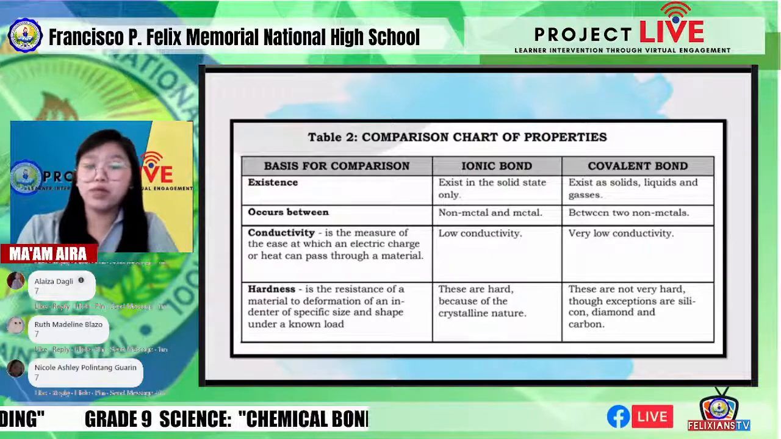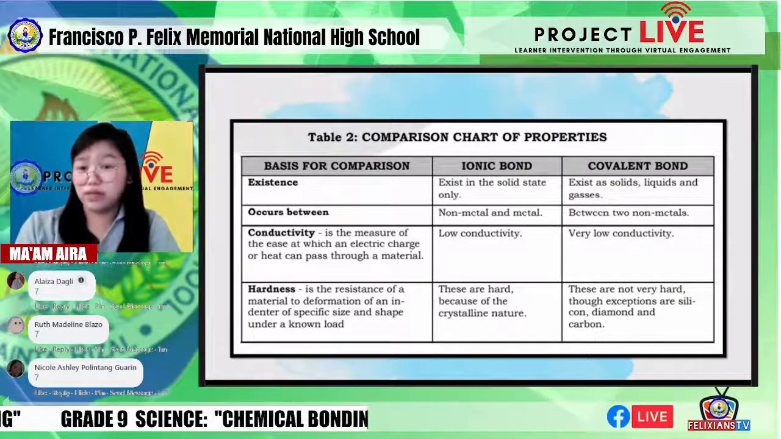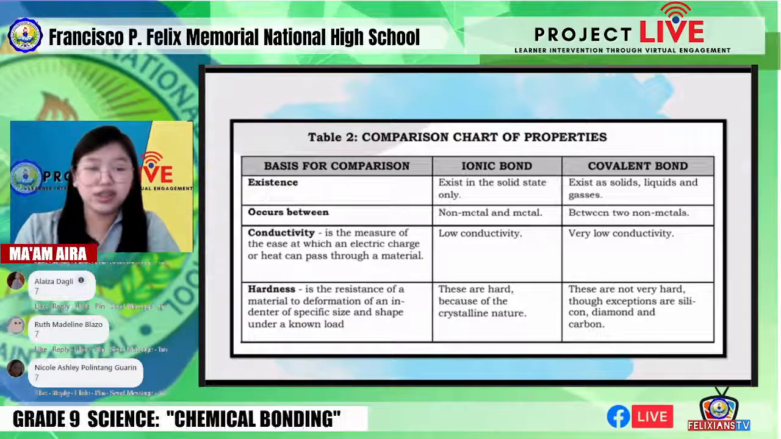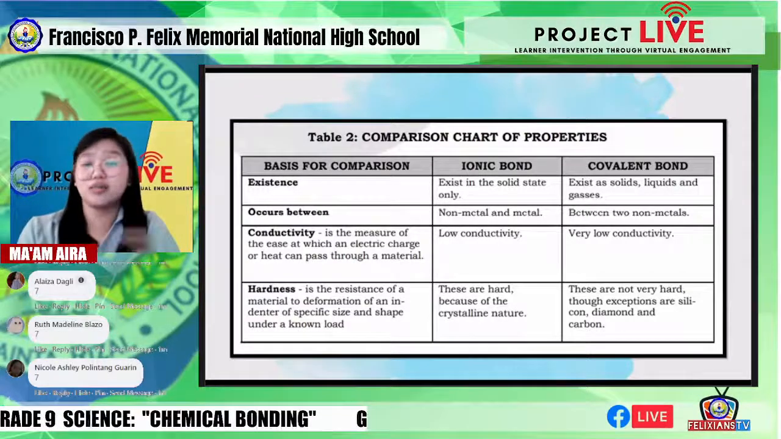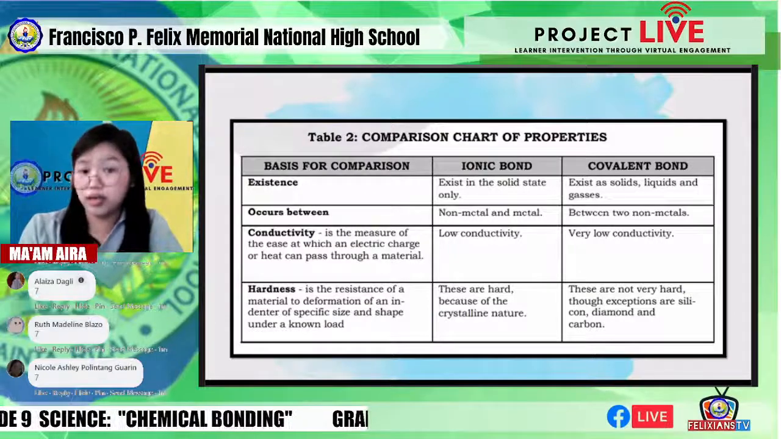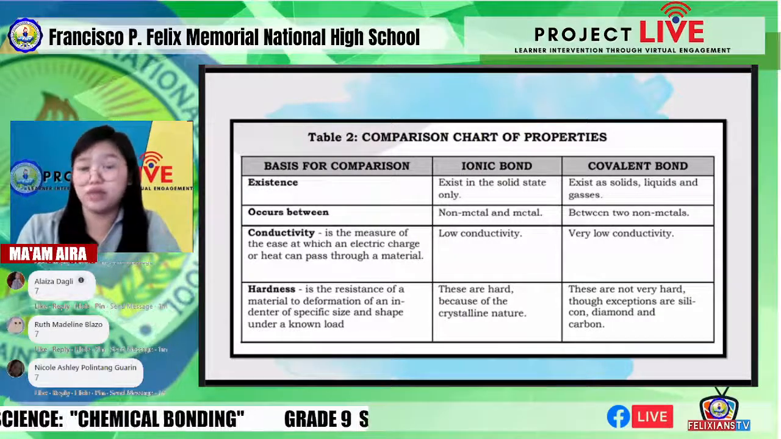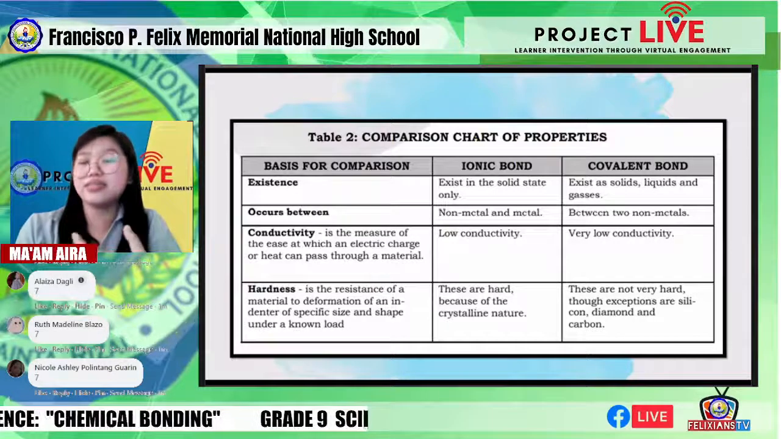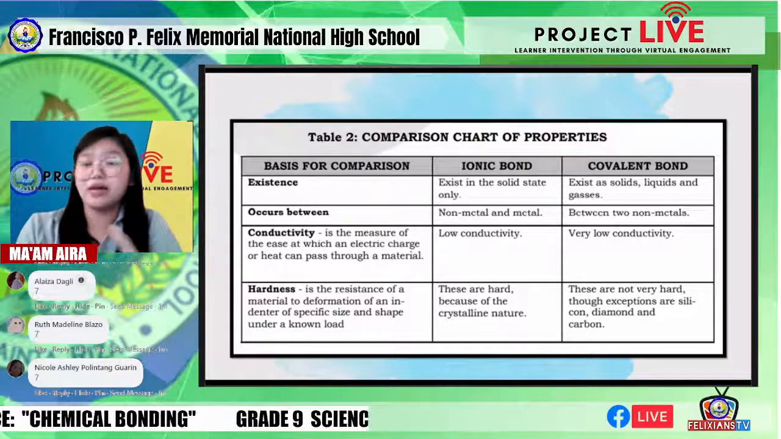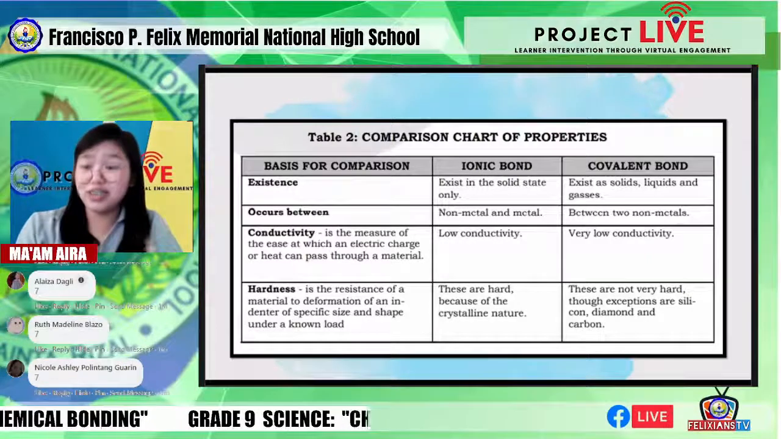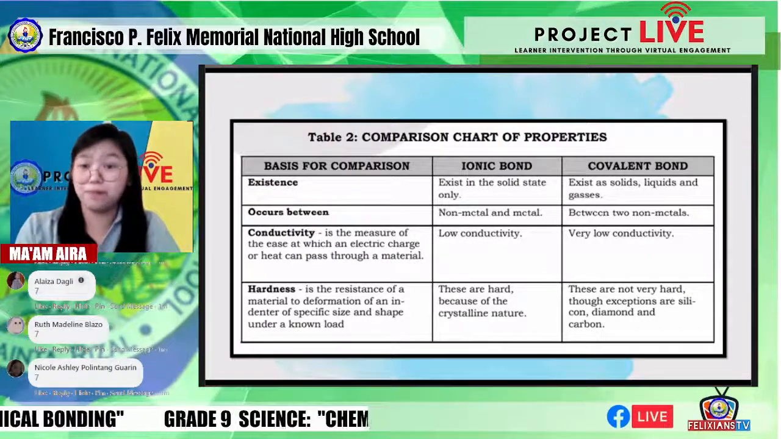For ionic bond, low yung kanyang conductivity, meaning to say, hindi siya basta nakakapag-pass through ng electric charge or heat doon sa substance na nabuo under ionic bonding. For covalent bond naman, very low conductivity, which means hindi rin siya basta-basta nakakapag-allow ng passing through of charges or heat through them.